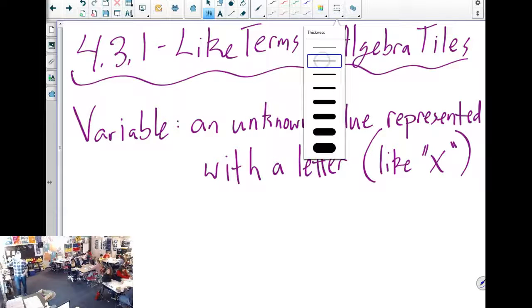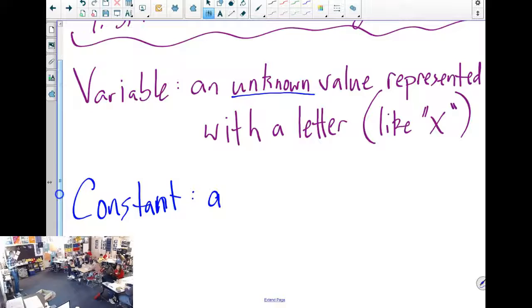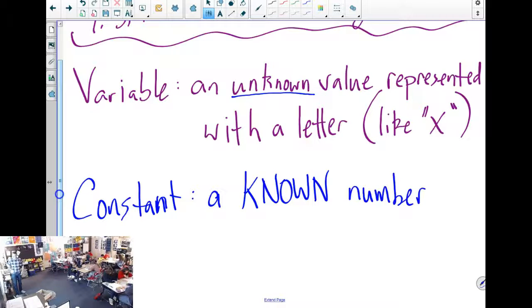So different than a variable. What is a constant? And this is one that people don't appreciate being a vocab word. Go ahead and write down constant. It's the antithesis. It is the opposite of a variable. So if a variable is an unknown value, what do you think a constant is, Sky? A known value. And we can go ahead and say number, because if we know what it is, we know it's a number. A known number, like any number.